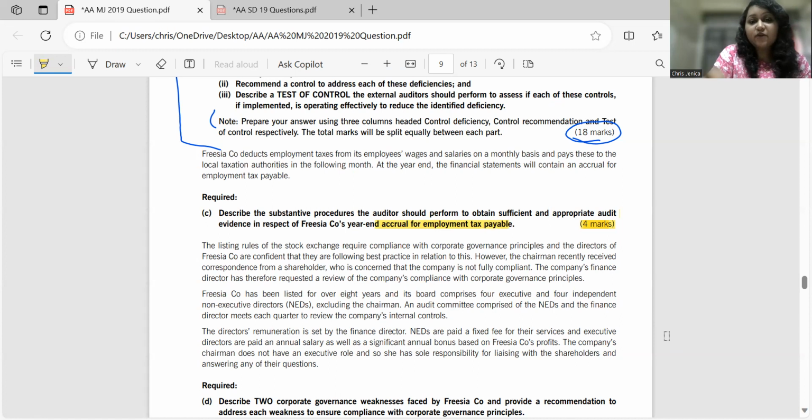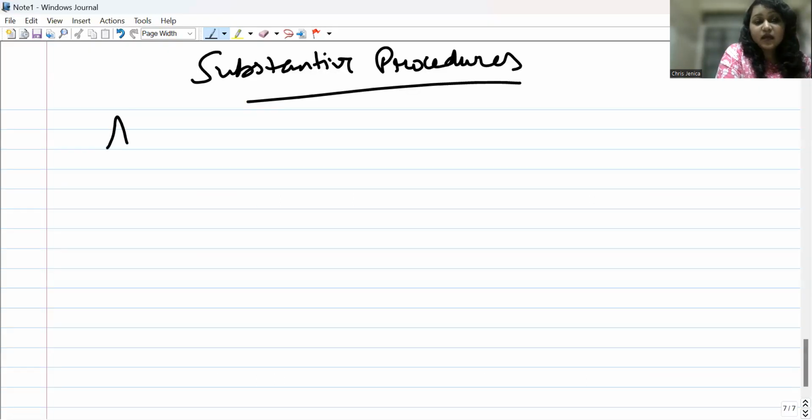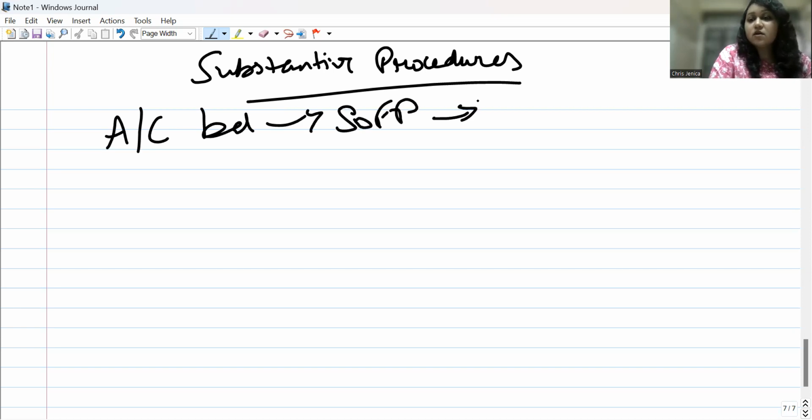Now, you have to identify whether this is a class of transaction or an account balance, to know which assertions you have to think about. Now, this one will be an account balance as it is an SOFP item. This is the first point you have to remember. When you're reading the question, find out whether it is a class of transaction or an account balance. So which one is it going to affect? Is it an SOPL or a SOFP?